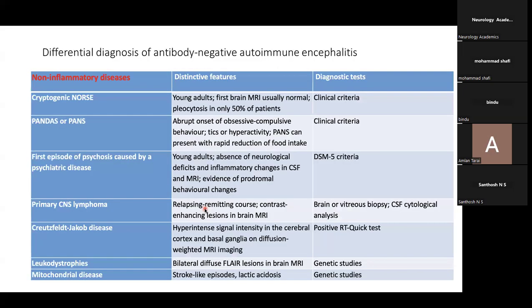Now come to non-inflammatory diseases like cryptogenic NORSE, PANDAS and PANS, and first episode of psychosis, primary CNS lymphoma, Creutzfeldt-Jakob disease, leukodystrophy, and mitochondrial disease.